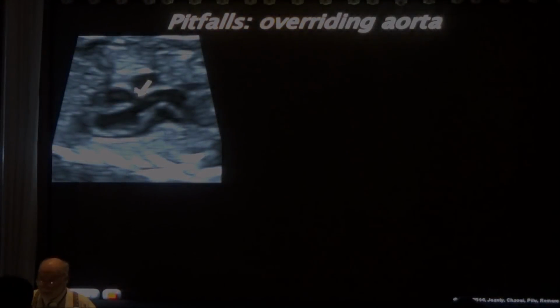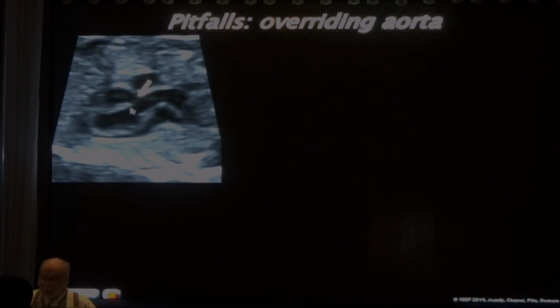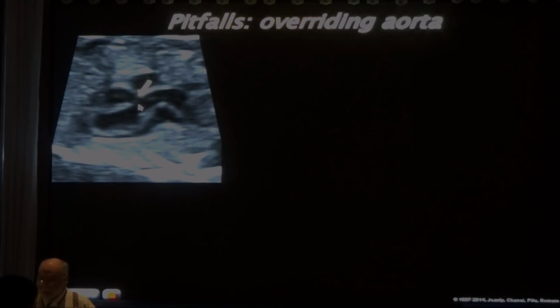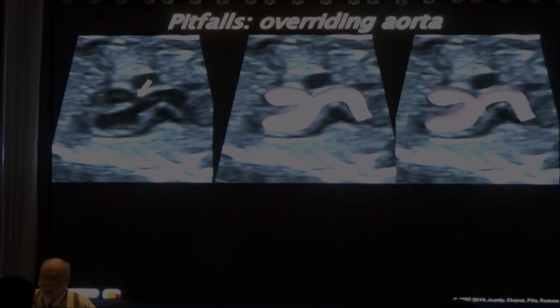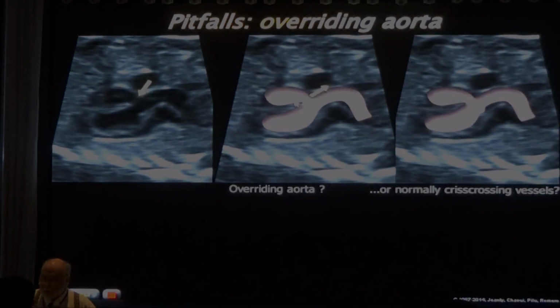Now, this is a dangerous image. Is this a ventricular septal defect? Is this a tetralogy of Fallot? Or is this a normal exam? Who says this is normal? Who says this is abnormal? Okay, not too many. So it could be one of two things. It could be that this is an overriding aorta, or it could be this is a crisscrossing of the pulmonary and the aorta. And how do you know one from the other?